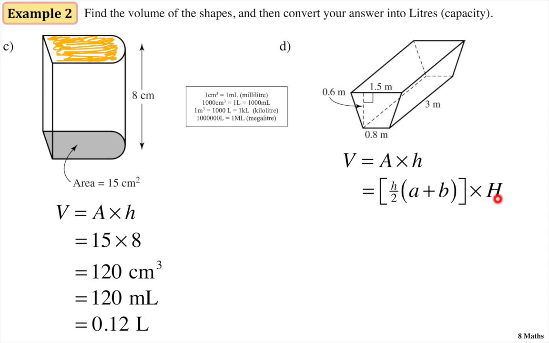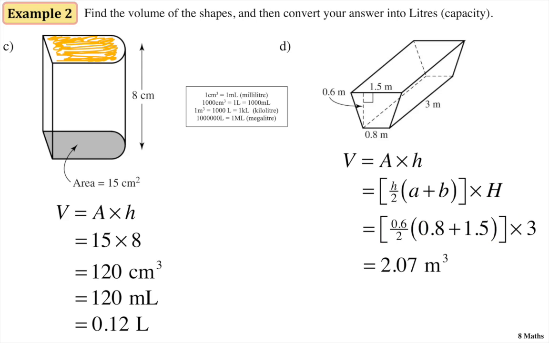The capital H is going to be the distance from the front all the way to the back. So the little h is 0.6, A and B are my parallel sides, 1.5 and 0.8, or you could have 0.8 and 1.5, the order doesn't matter. And capital H is a distance from the front to the back, which is 3. I put that into my calculator, and I don't need the square bracket, so that's okay, but I do need the brackets here. And I get an answer of 2.07 cubic meters.